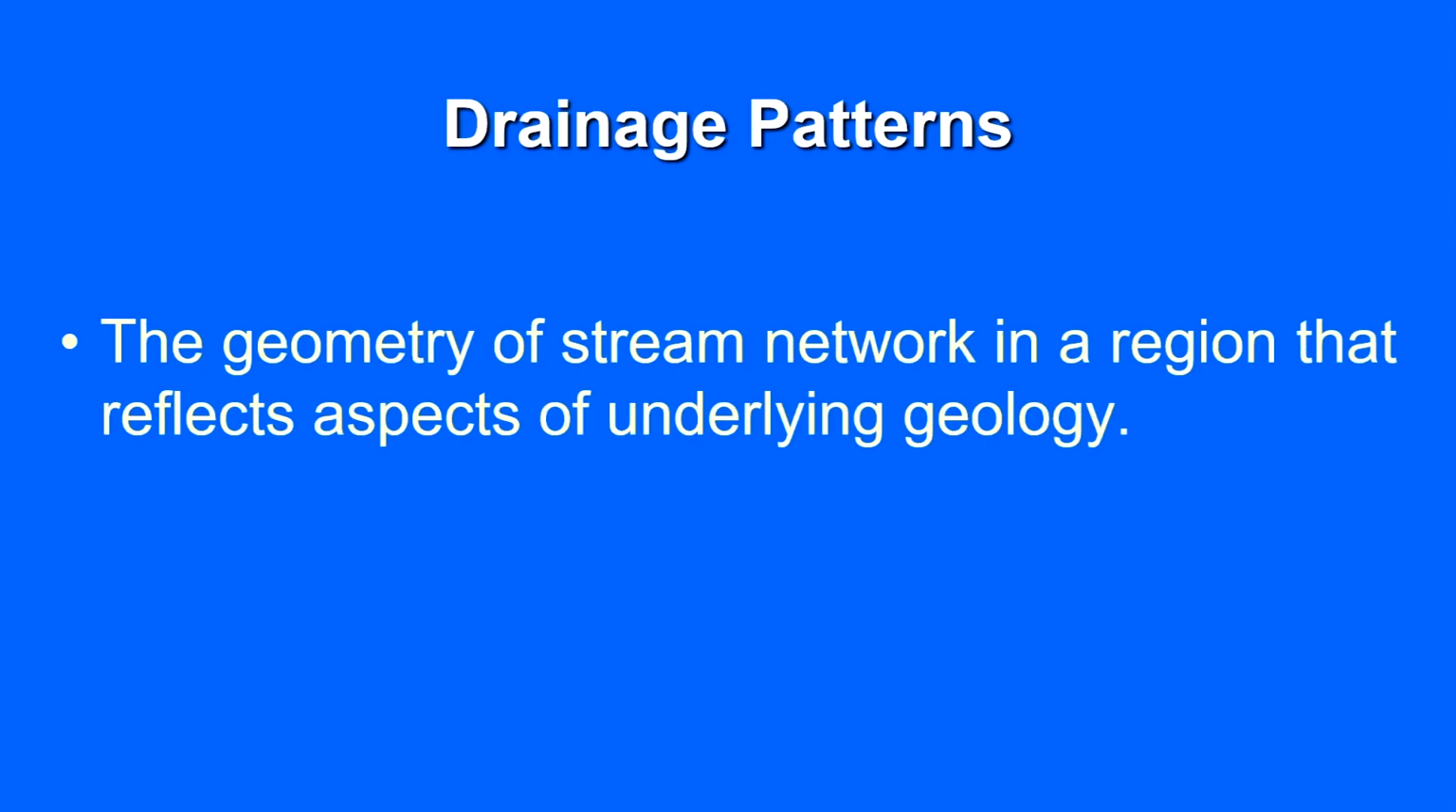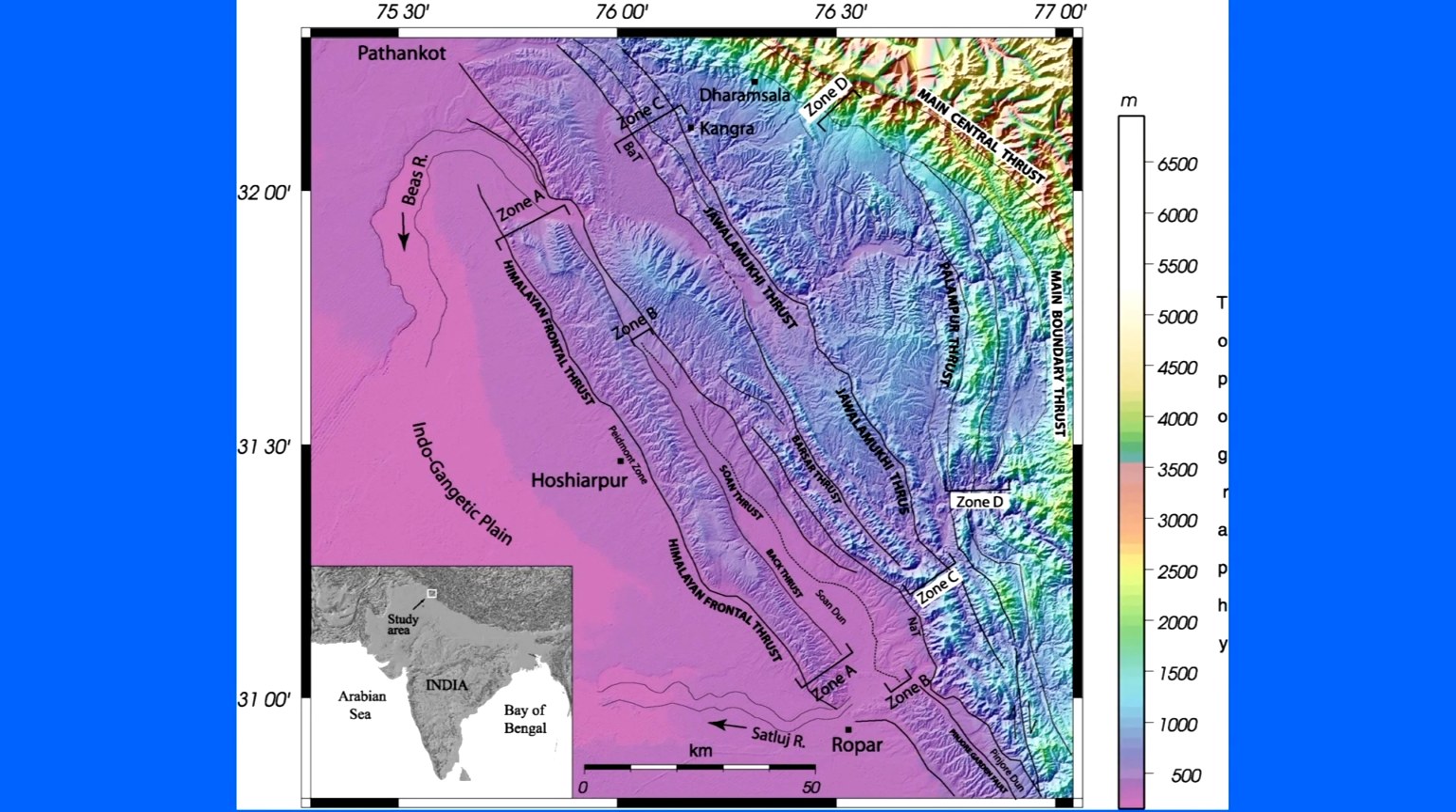Now, coming to the drainage pattern, the geometry of the stream network in a region reflects aspects of underlying geology. As I told, there is a difference between the drainage pattern and the channel pattern. You should keep this in mind: the drainage pattern we will just see, but the channel patterns are mainly the straight, meander and braided ones. While I will show a couple of examples from the Himalayan region, then we will move to the general part, what the different types of drainage pattern are and what exactly they tell about the subsurface.